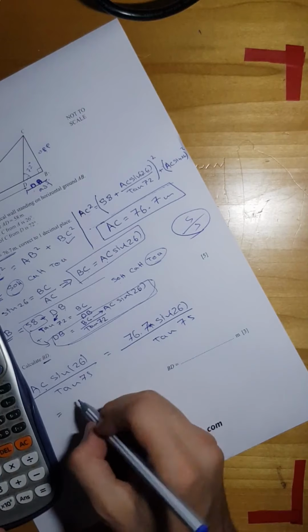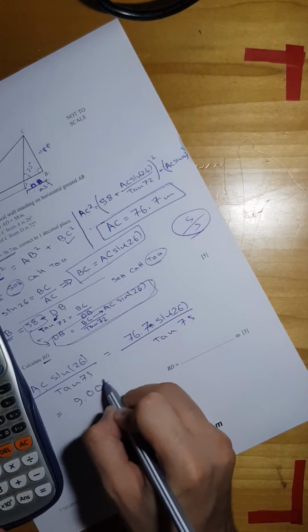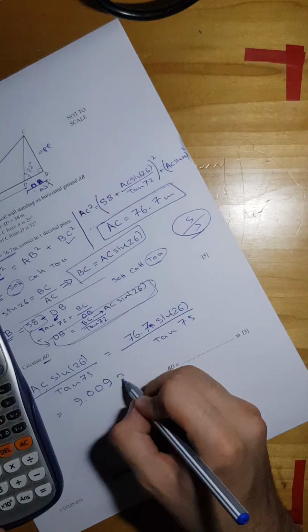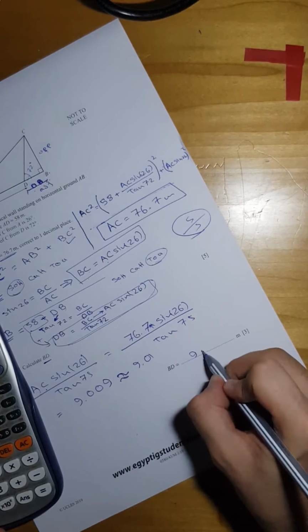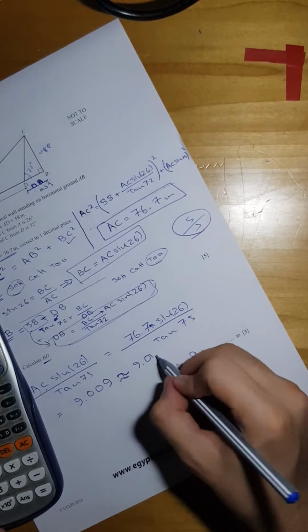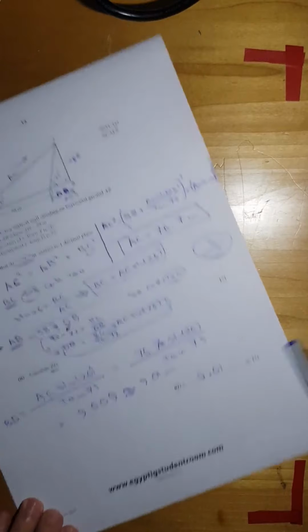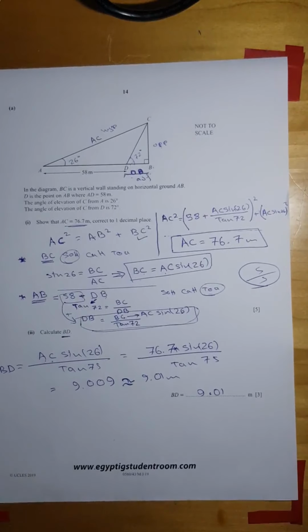Okay, now that gives us 9.009. We can round this up to 9.01, and the answer is 9.01 meters. Okay, and that's the end of our video.